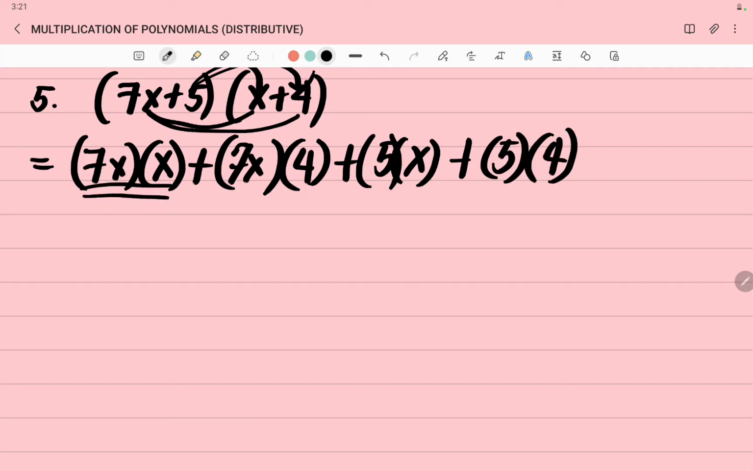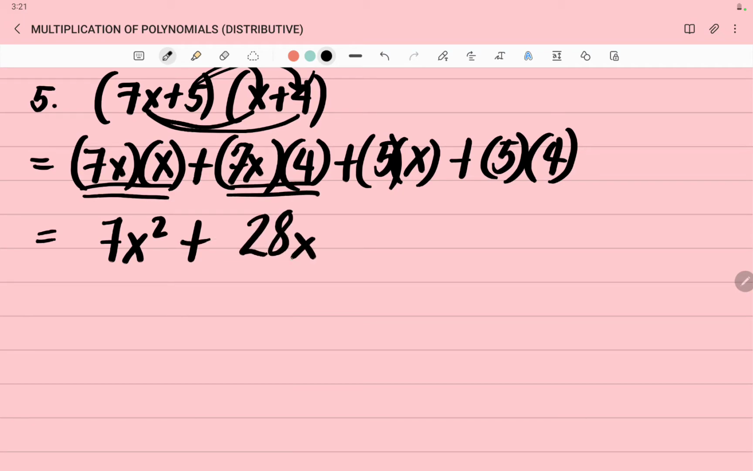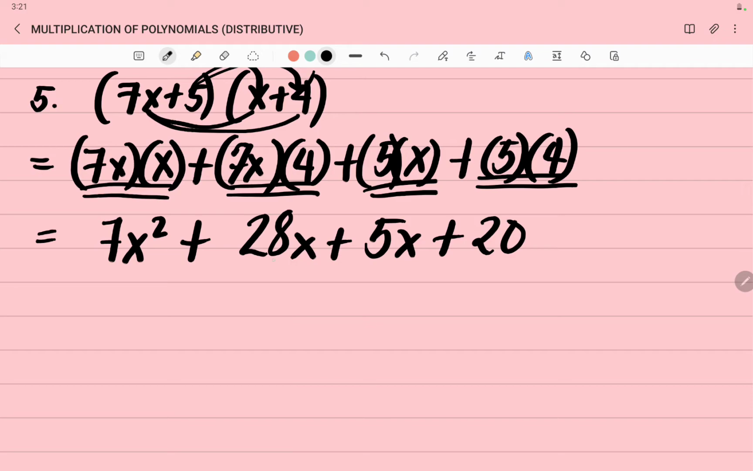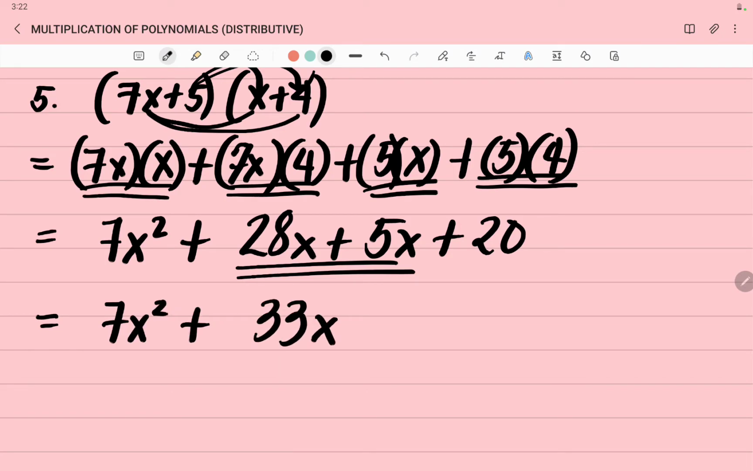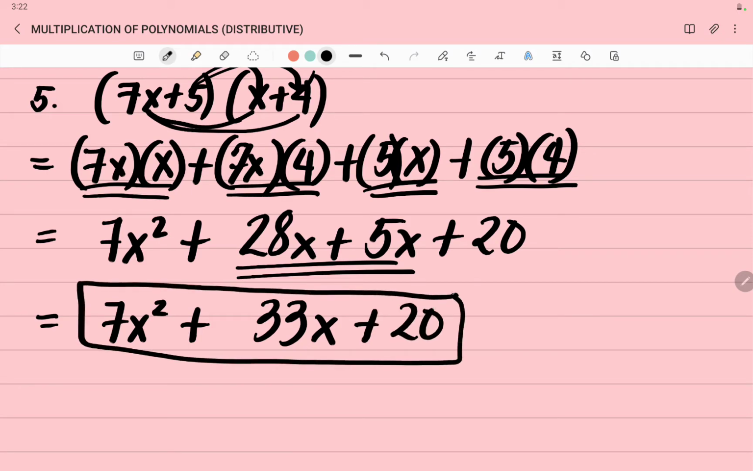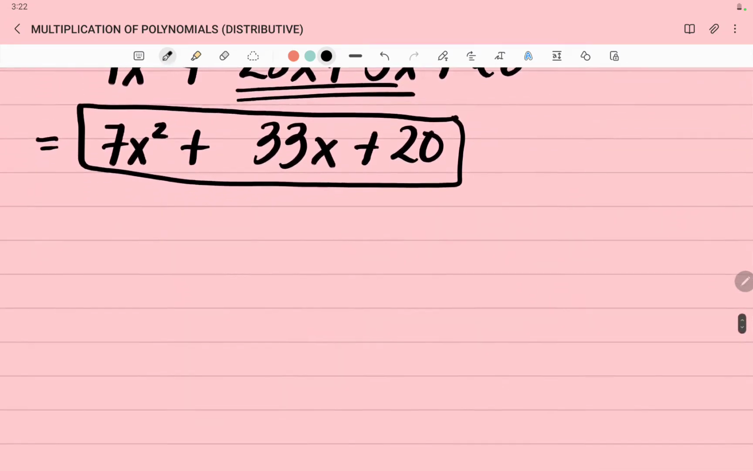Okay, so next we have 7x squared from 7x times x, plus 28x, plus 5x, plus 20. Okay, like terms again. So combine, we have now 7x squared plus 33x plus 20. So that is our final answer. Okay, next, number 6.